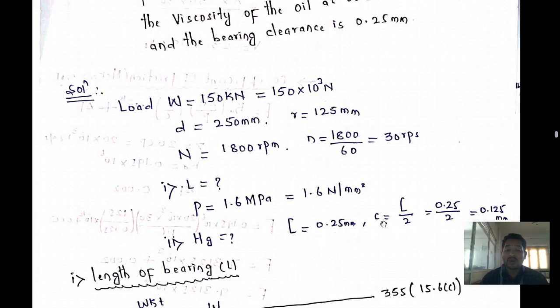The small c indicates the radial clearance, which is equal to the diameter clearance divided by 2. So the diameter clearance is 0.25 divided by 2, and you will get 0.125 mm. So 0.125 mm is what we can say is the radial clearance. And the capital C indicates the diameter clearance.